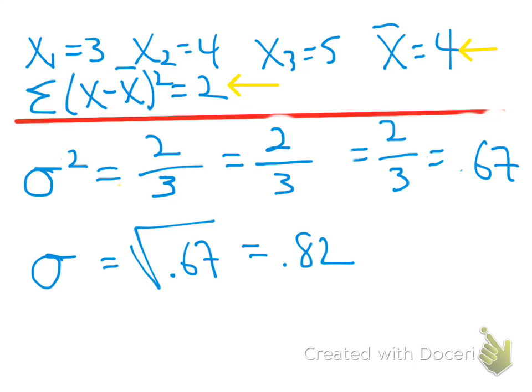So instead of a standard deviation of 1, which is what we got with the sample, we get a standard deviation of 0.82 if this were a population. And the bigger the sample, the smaller the difference is going to be between the sample standard deviation and the population standard deviation, because n minus 1 is going to be a smaller difference if you have a bigger sample. So that is how you calculate a standard deviation for a sample and for a population.